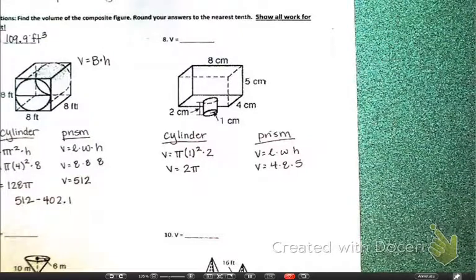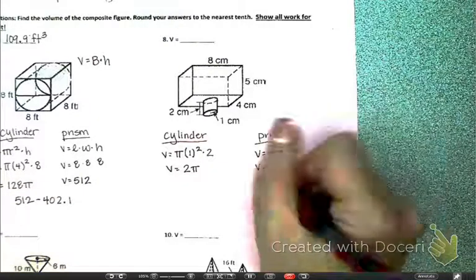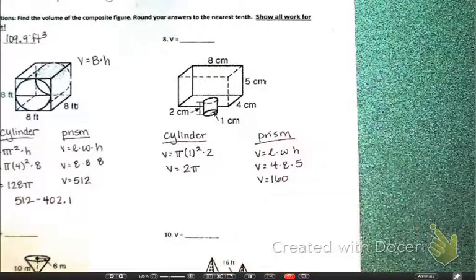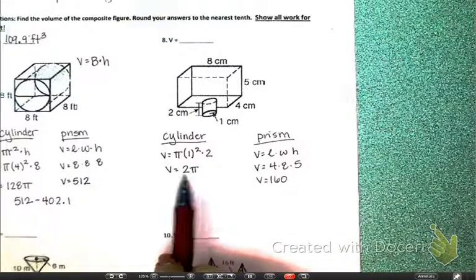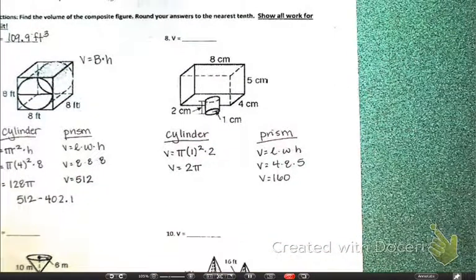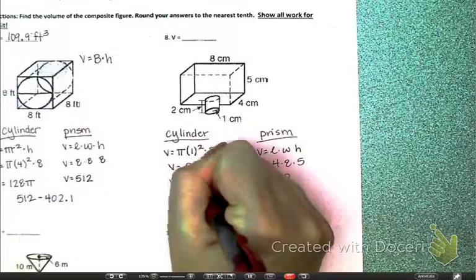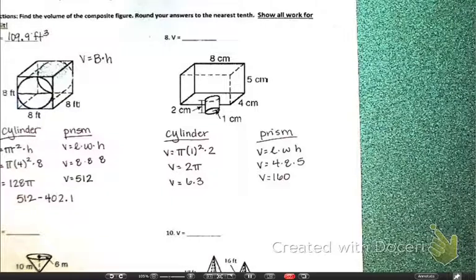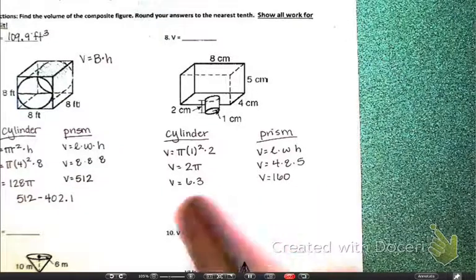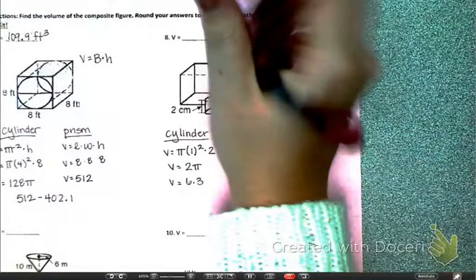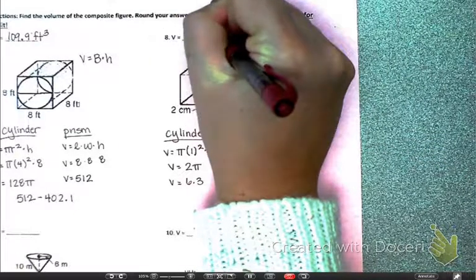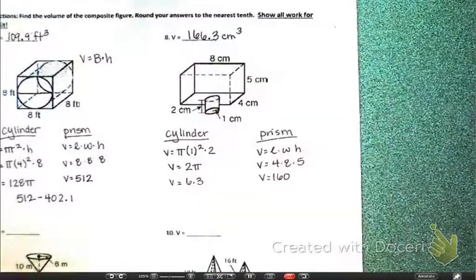And what'd you get? 160. Now in this case, would I be adding these volumes or subtracting? Adding. They're kind of just attached to each other. Okay, but I need this to be a decimal. So 2 pi, I'm getting 6.3. If you use 3.14, it might be slightly different. And if we add those two together, we end up with 166.3 centimeters cubed.